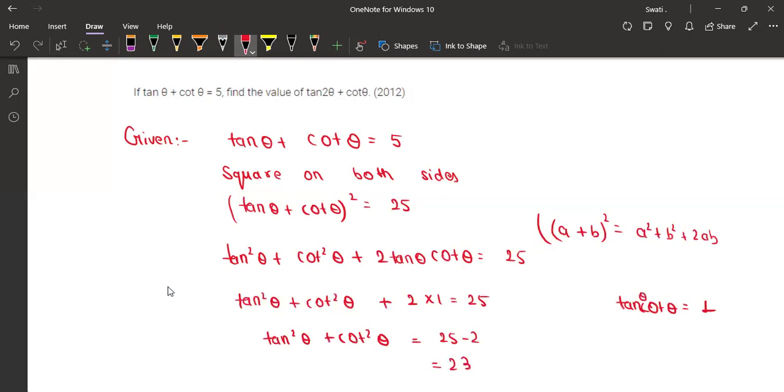Here there is one mistake. You can see that the question looks like you have to find out the value of tan 2 theta, but it is actually tan square theta plus cot square theta. So we had to find out the value of this only. And we have got the answer, which is 23. So that's the answer. Okay, let's go to the next question now.